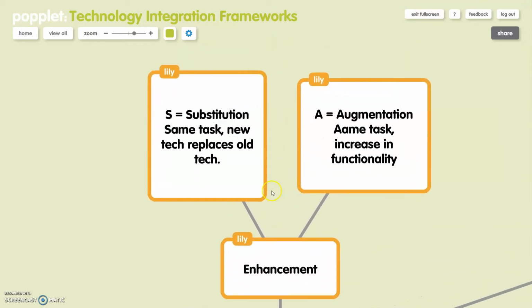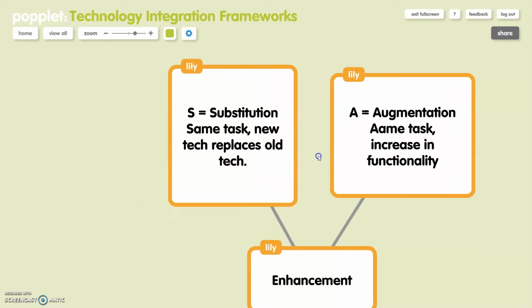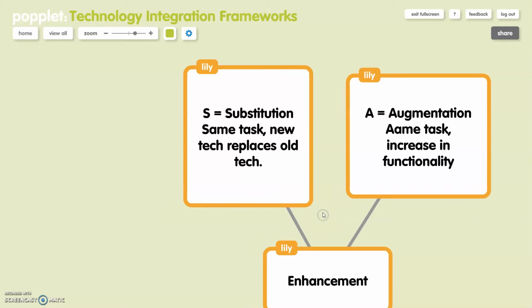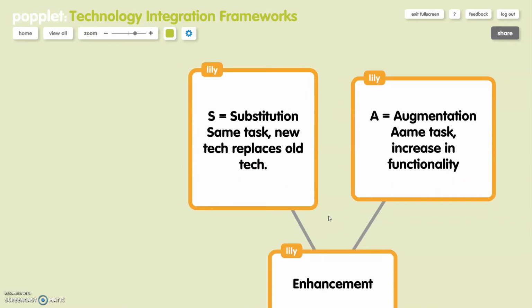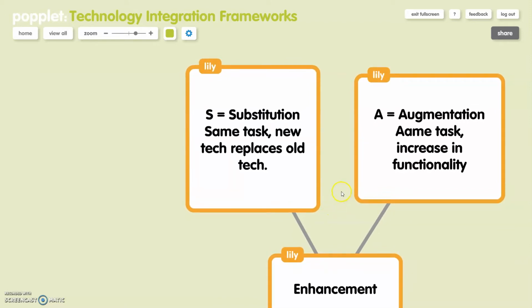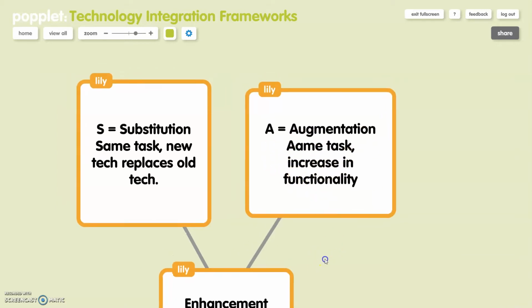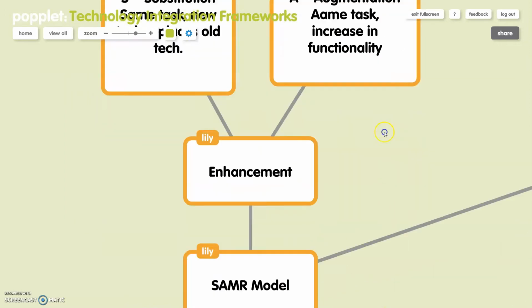So starting with S is substitution or changing teaching. So S is substitution, where you have the same task that you were using before, but now new technology replaces old technology. So take, for example, like an overhead projector. A new form of that would be a projector that's attached directly to your computer. A is for augmentation, so that is the same task, and it increases in functionality. So it's similar to the other example I gave.